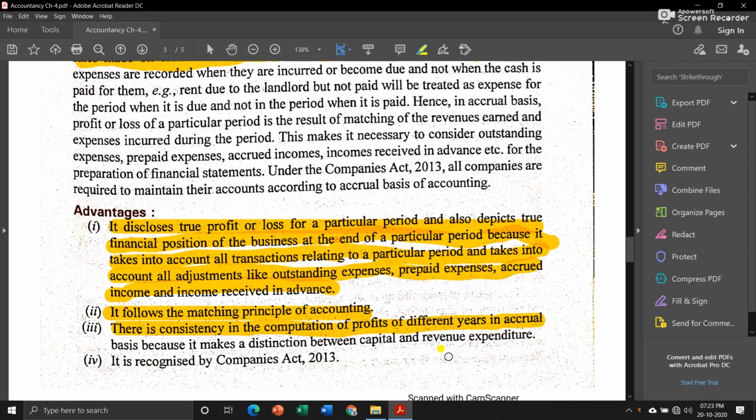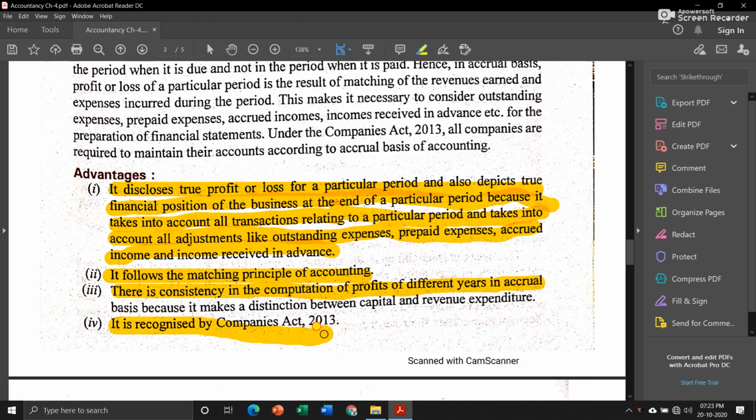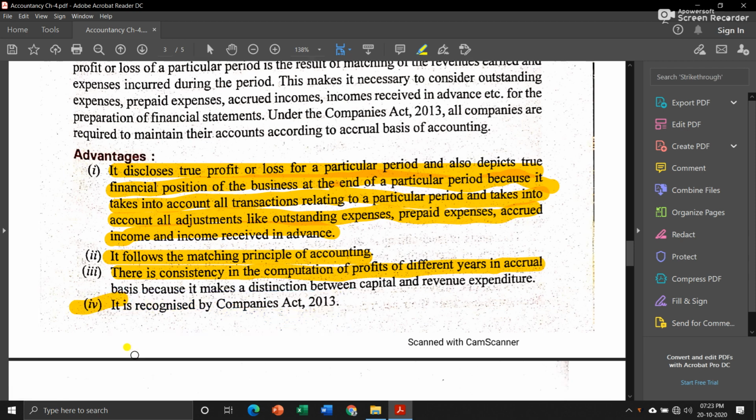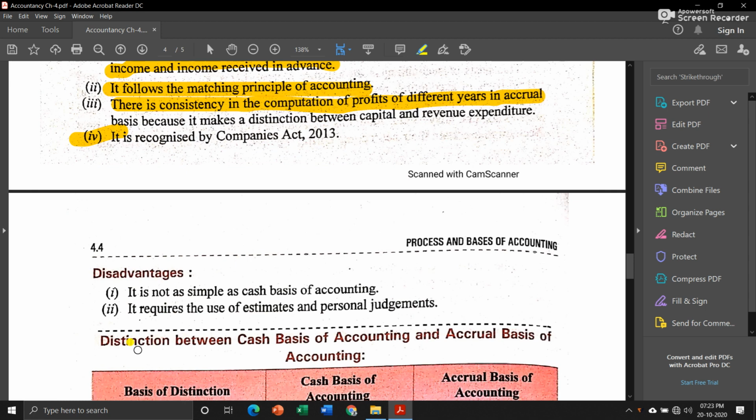Now because of this accrual basis of accounting, we are able to categorize our capital and revenue expenditure, and because of that, for each and every year we can compare our profits or losses. Then the last one is, it is recognized by Companies Act 2013. Then we have only two disadvantages of this accrual basis of accounting: it is not as simple as cash basis of accounting. It is very difficult, that you will understand while preparing financial statements. Then it requires the use of estimates and personal judgment.